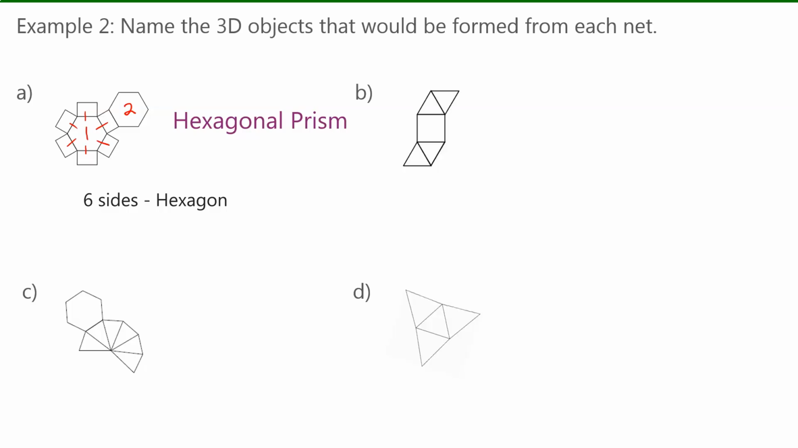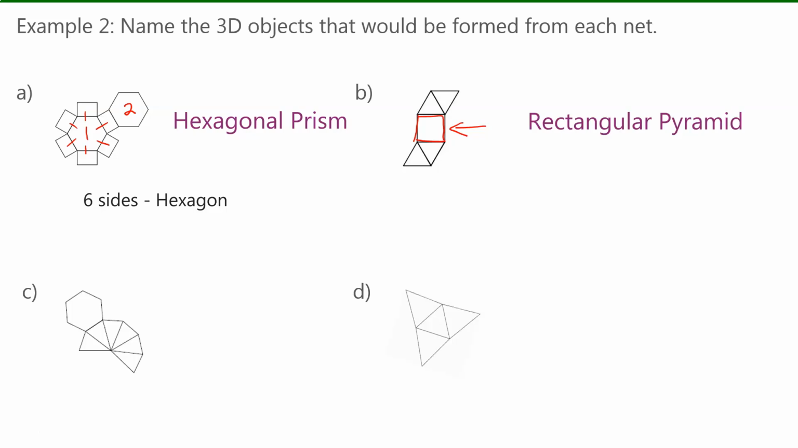When I look at example B, I can see one distinct base here in the middle. We can't call this a square because it's not telling us that the sides are all equal. So therefore, I would say that that's a rectangle. And because the remaining sides are triangles, then that means it forms a pyramid. So this would be a rectangular pyramid.